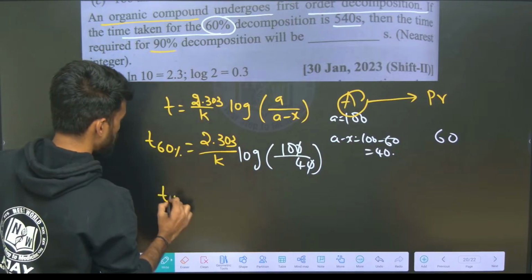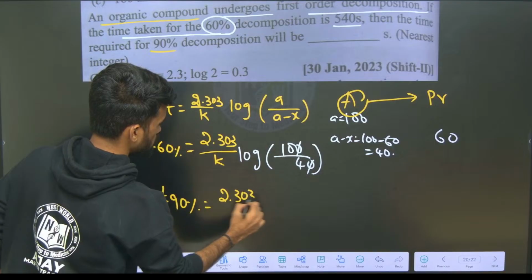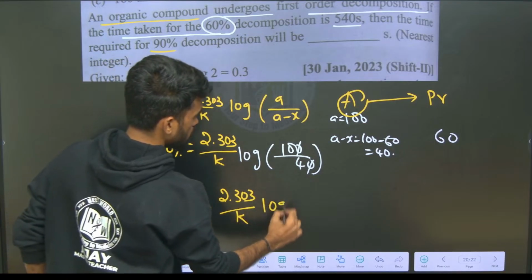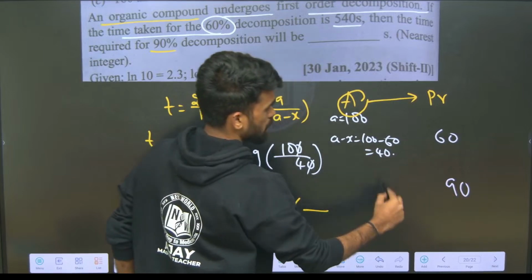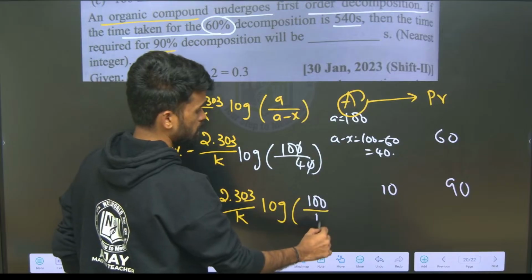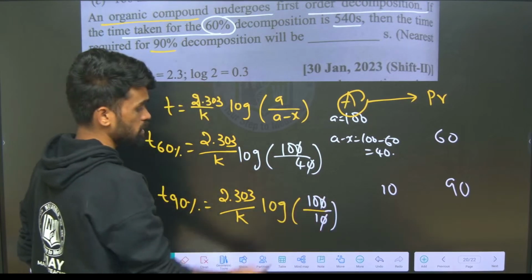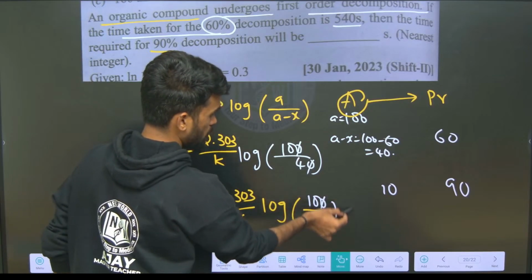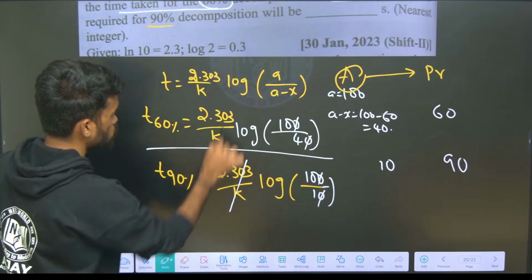So T 90% is equal to 2.303 by k log. 90% means 90% is over, 100 minus 90, so 10% only remaining. So the initial concentration is 100, the remaining concentration is 10. That's it. So I can remove these two things. Log 10 will get 1 here. See, I am taking the ratio of these two things. These two are constants now.